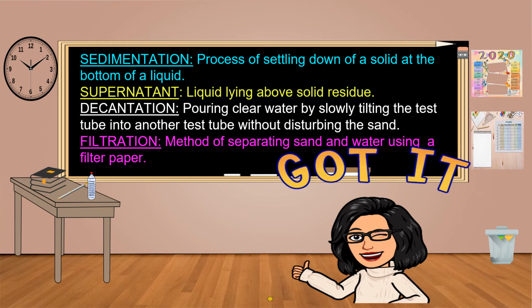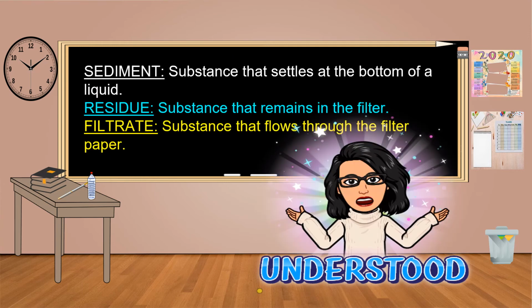Filtration. Method of separating sand and water using a filter paper is called filtration. Sediment. Substance that settles at the bottom of a liquid. In this case, it's soil. Residue. Substance that remains in the filter. Whatever impurity is there, it will remain on filter paper. That is called residue. Filtrate. Substance that flows through the filter paper. That is clear water. That is called filtrate.